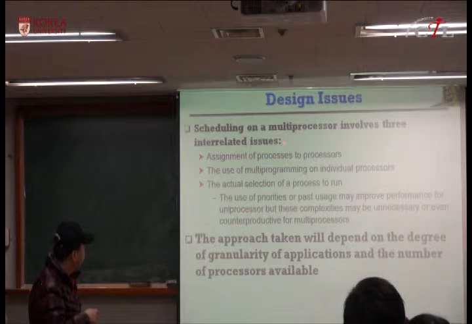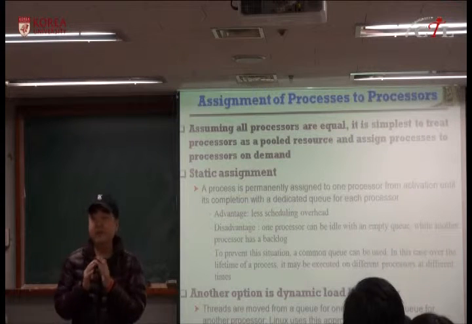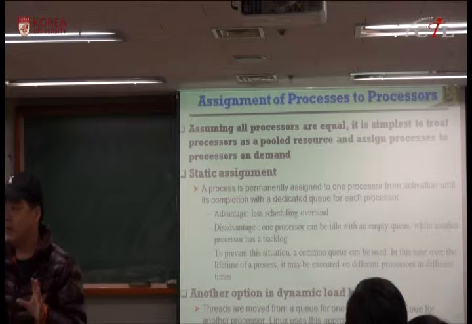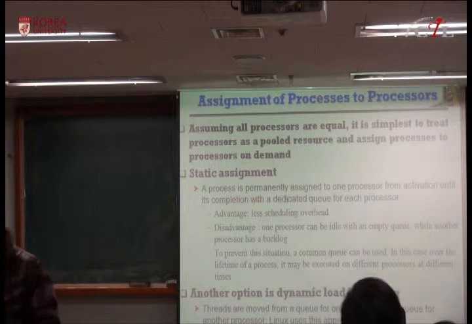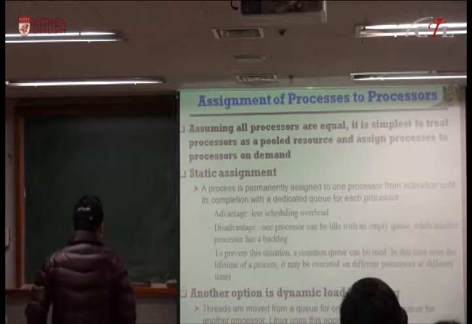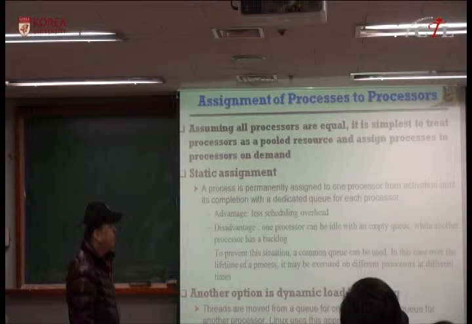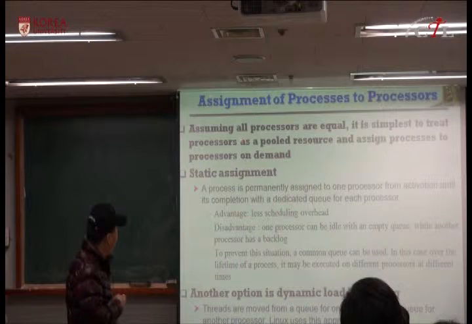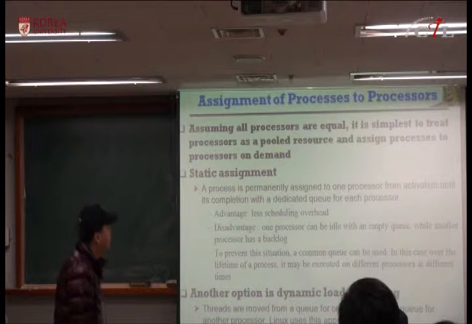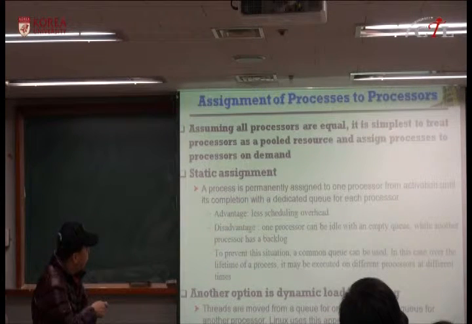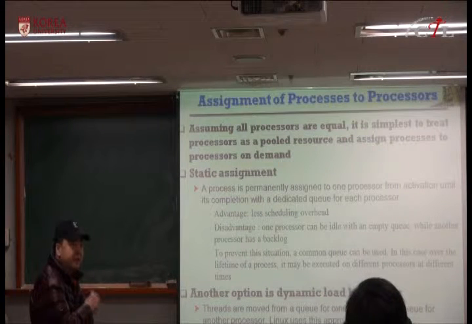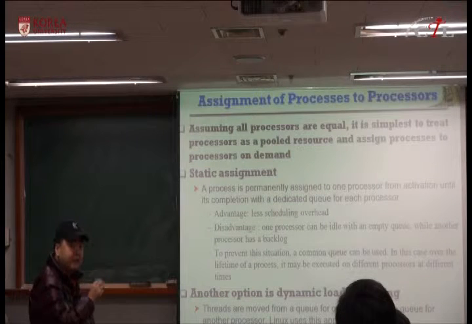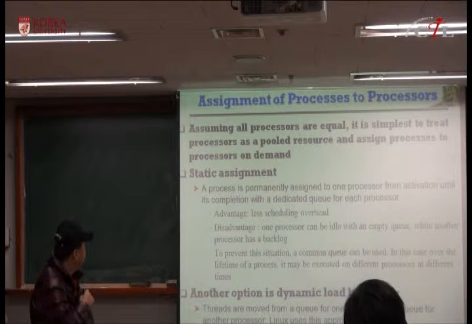The first issue is this assignment of process to processors. So as I said, this is still an ongoing research area. Multiprocessor scheduling or real-time scheduling is an active area of research in computer science. So it's somewhat advanced topic for undergraduate students. So we'll just review how it's different and what approach are taken for each issue. So how to assign process to processors. Assuming all processors are equal, if you assume uniform multi-core environment, it is simplest to treat processors as a pooled resource and assign process to processors on demand, because each processor is about the same, right? Equal. We can assign this process to any of these processors.